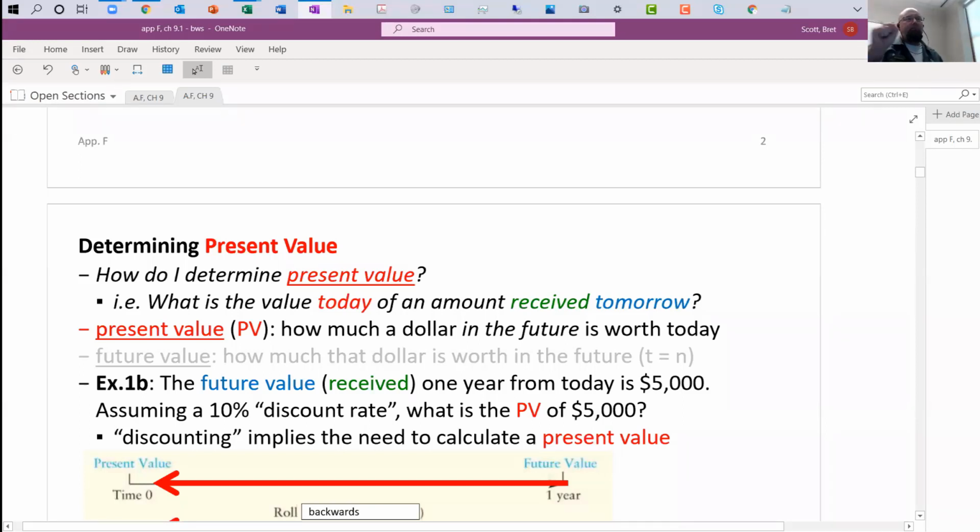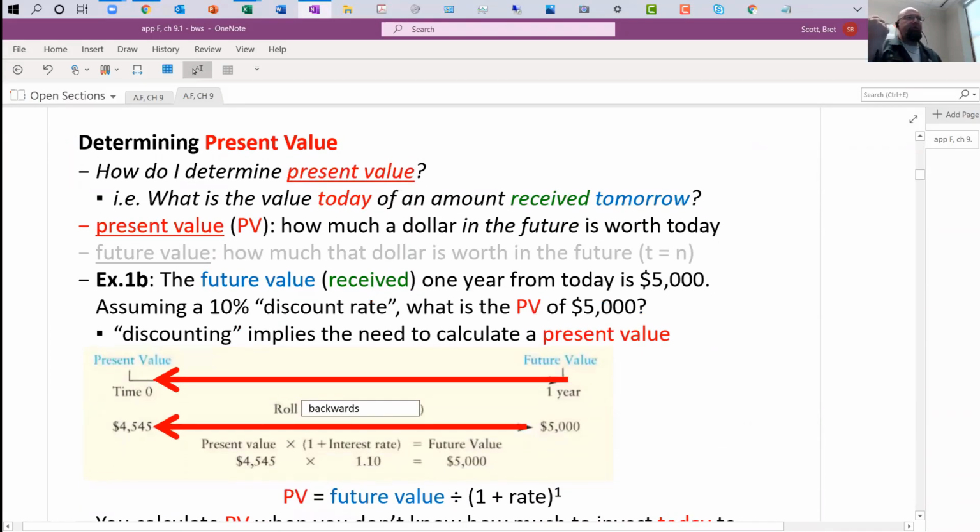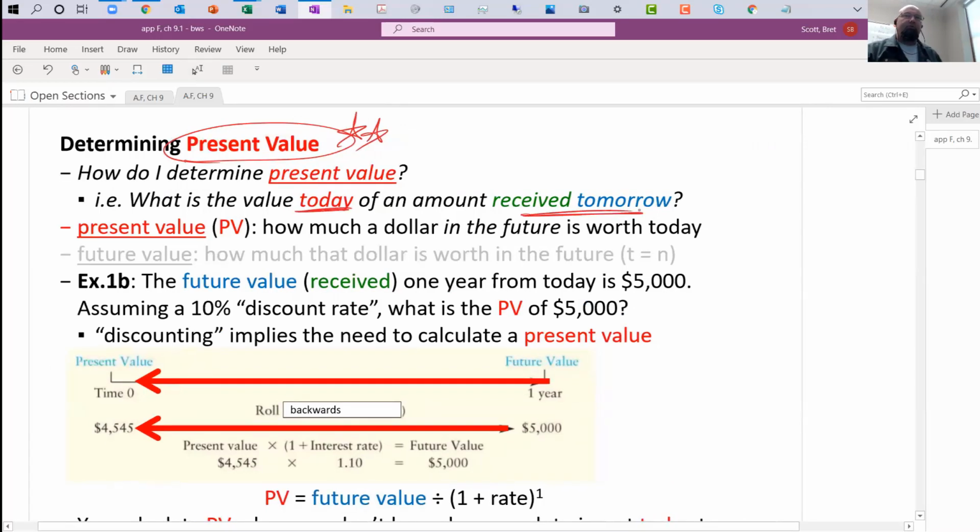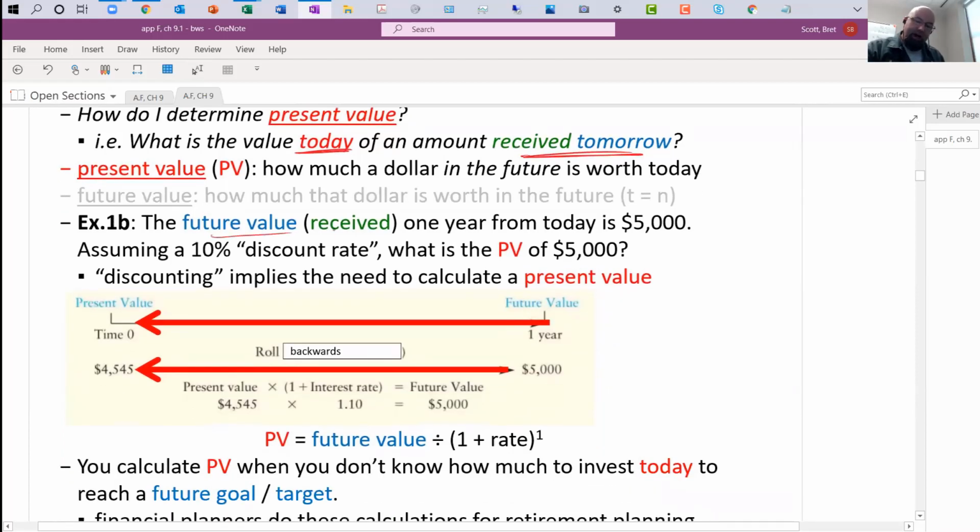But what if I'm planning on retirement and I know what the future target amount is? I just don't know how much to invest today. Now we're talking about present value calculations, and this is the basis for Chapter 9. So it's important that we have a solid understanding of how present value works. What's the value today of that amount I expect to receive in the future? I know, for instance, I need to have $5,000 available to me in 1 year. Okay, how much should I invest today?